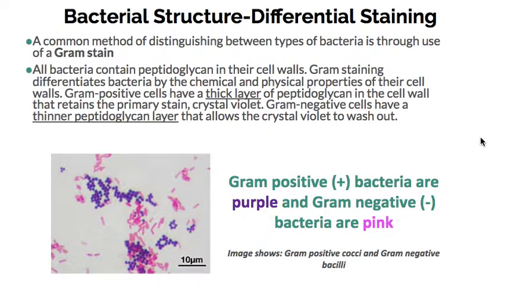A common method of distinguishing between types of bacteria is through the use of a Gram stain. Remember, all bacteria contain peptidoglycan in their cell walls. Gram staining differentiates bacteria by the chemical and physical properties of their cell walls. Gram-positive cells have a thick layer of peptidoglycan in their cell wall, and it retains the primary stain, crystal violet. Gram-negative cells have a thinner peptidoglycan layer that allows crystal violet to wash out, and therefore they will appear pink. This is the information you need to know here: gram-positive bacteria are purple, and gram-negative bacteria are pink.